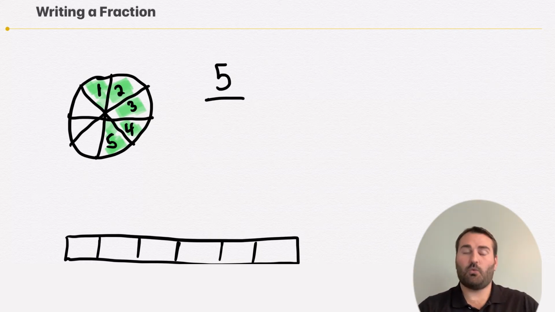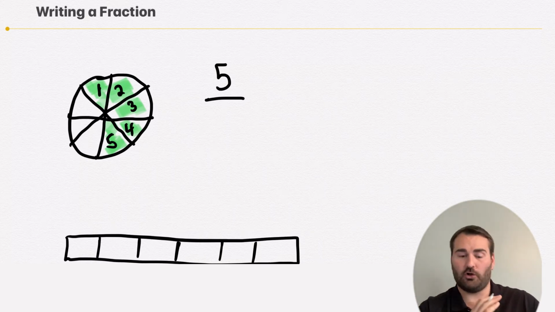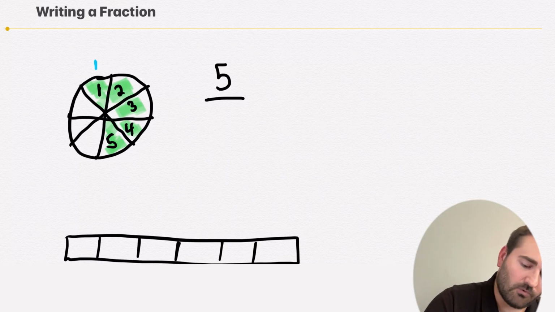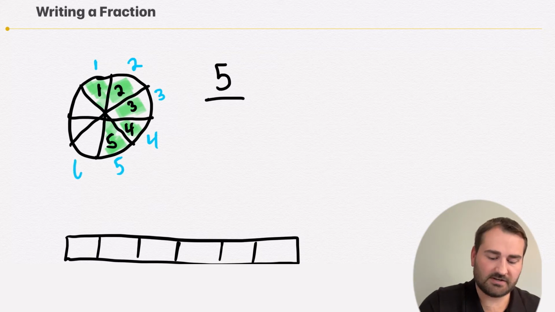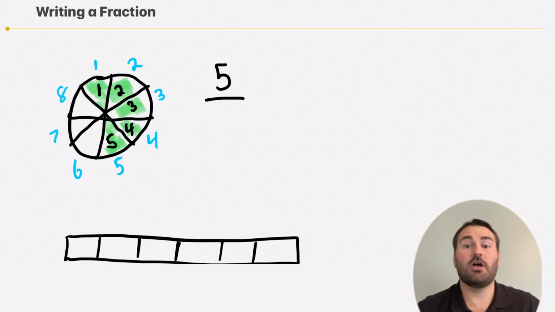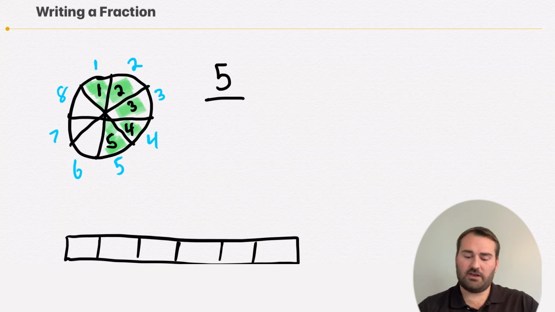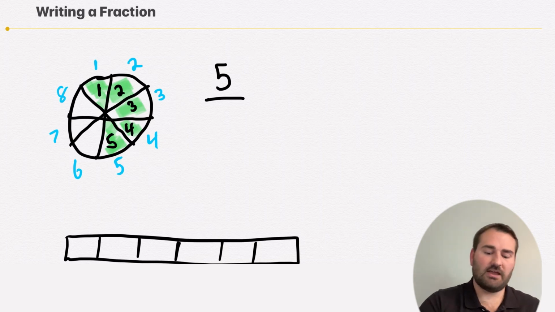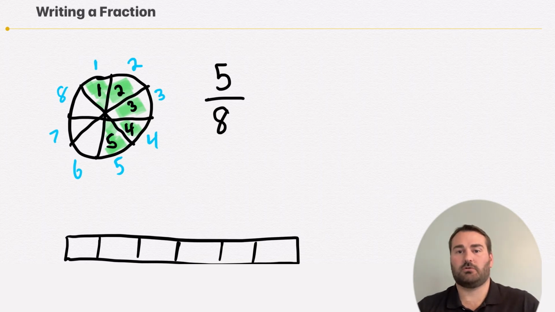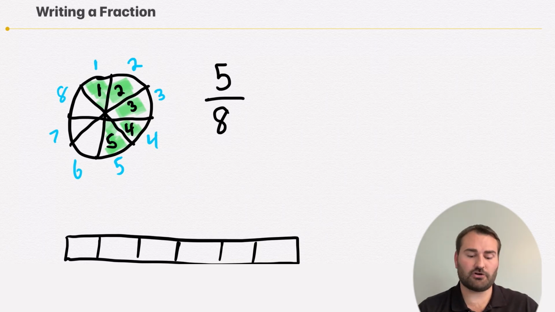Now we look, what's our denominator? Well, the denominator is how many total that whole is broken into. So we look, we have 1, 2, 3, 4, 5, 6, 7, 8. So the denominator is broken into 8 pieces. So what this shaded circle represents is 5/8 of a circle, because 5 of those parts are shaded and 8 are the total it's broken into.